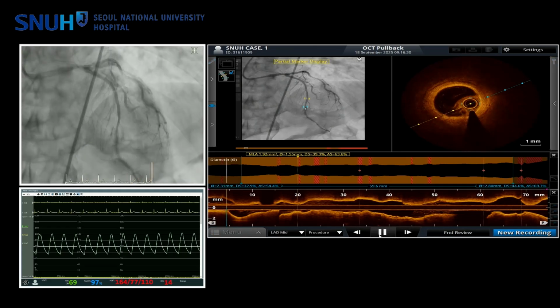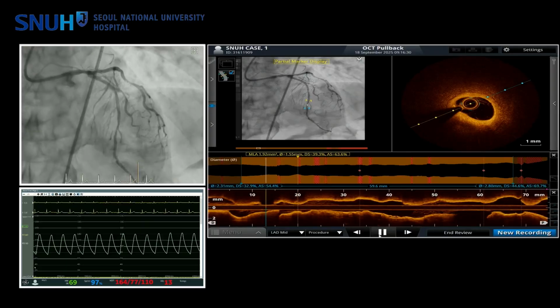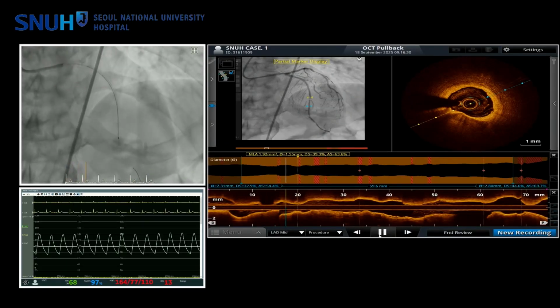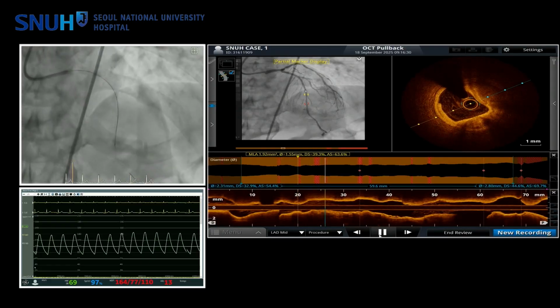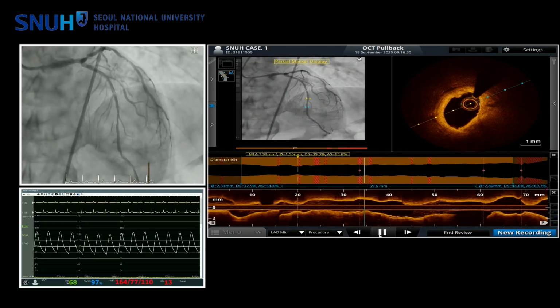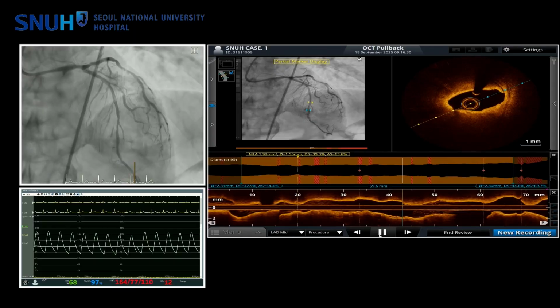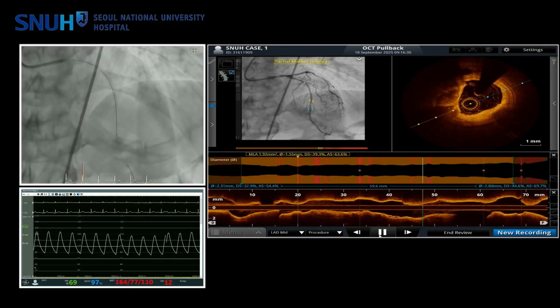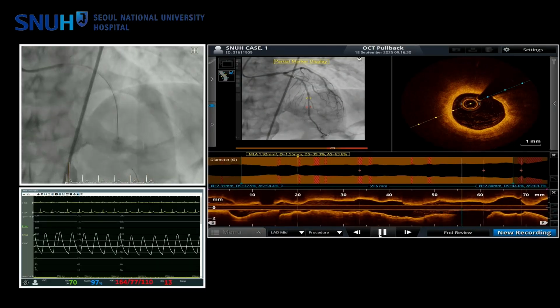So we did OCT examination. Okay. Actually, we are expecting to find some calcium fracture. Can you show us? For your information, actually, we can find several calcium fractures after IVL, but final MSA is not related to the number of the fractures. So even OCT is insensitive to find the fracture. Did you find the fracture here?